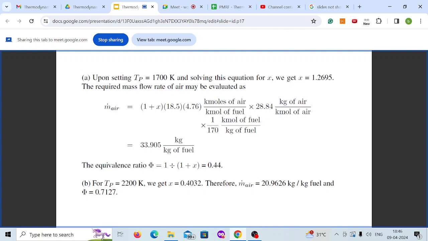Next, we need to find the corresponding values when the product is at 2200 Kelvin. Similarly, we find the sensible enthalpies for each component, substitute in the previous equation for x, and find the new x is 0.4032. Similarly, substituting for mass of air, the mass of air required is 20.9626 kg per kg of fuel, and for that mass the equivalence ratio is 0.7127.